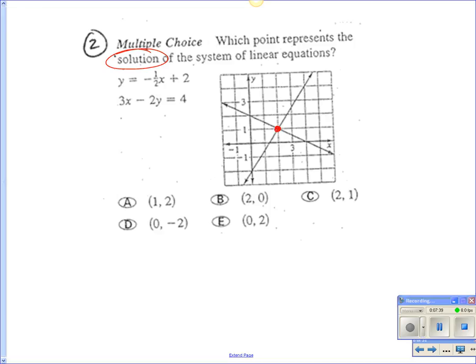So they intersect right there. That's again at the 2 on the X. So I need 2 in the X spot. So that marks out A, D, and E. I also need to look at the Y value. The Y is 1, which is C.